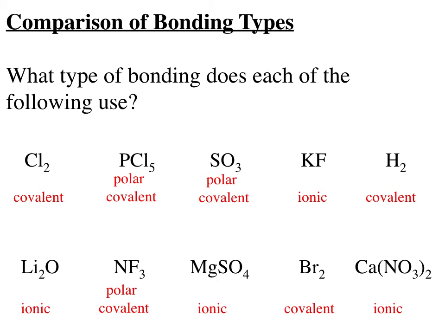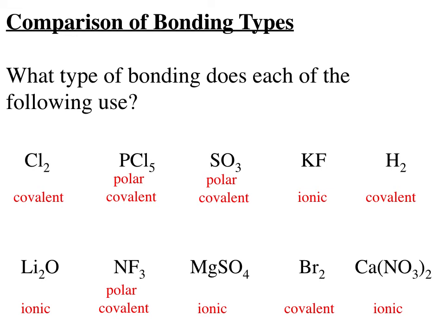The first example is Cl2, which is an atom combining with itself, and the electronegativity of the 2 Cls is exactly the same, so it is using covalent bonding. Next we have PCl5, and if you have a periodic table available, you will note these are 2 elements near each other in the periodic table. They therefore have similar electronegativities, so they must use polar covalent bonding.